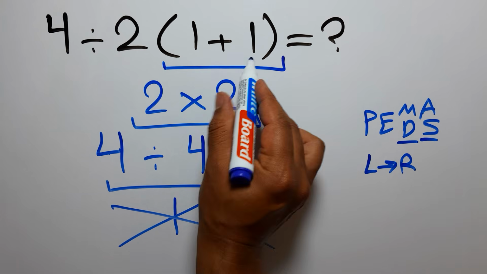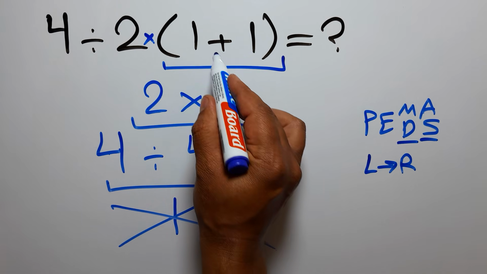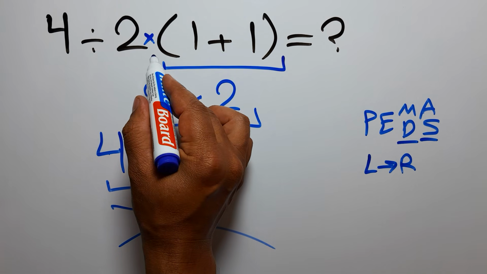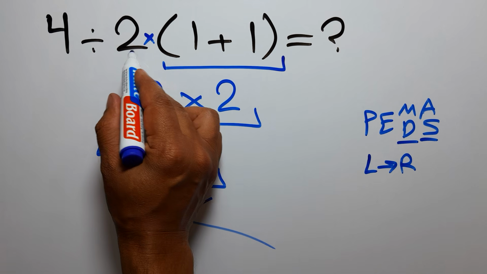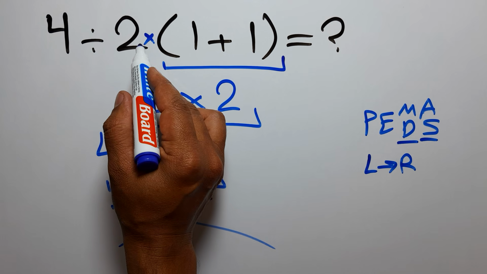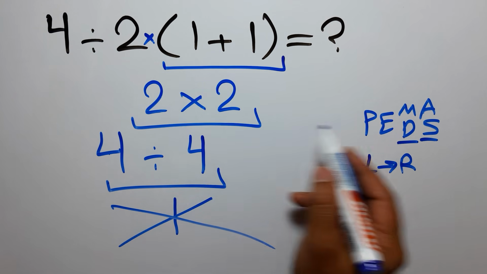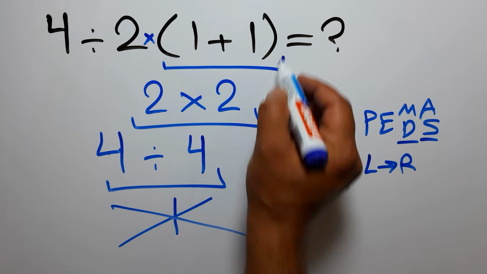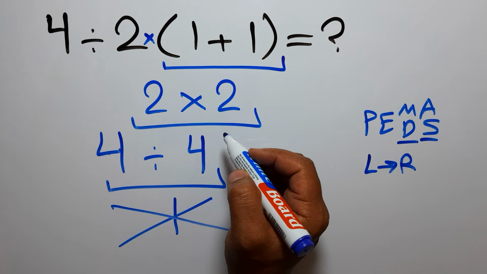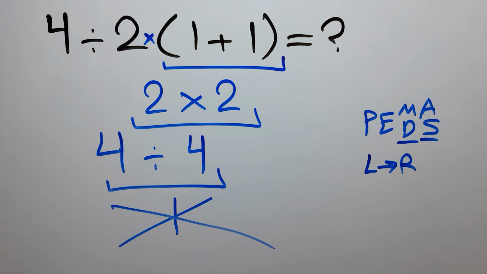In this expression, we have one division, one multiplication, and one parenthesis. Inside this parenthesis, we have one addition. Here we have a multiplication because in mathematics, when a number is placed next to a parenthesis, it means multiplication. And we usually don't write the multiplication sign for brevity. Okay, so according to PEMDAS, first we have to do this parenthesis, then this division, and finally this multiplication. If we do this multiplication before this division, it is wrong.